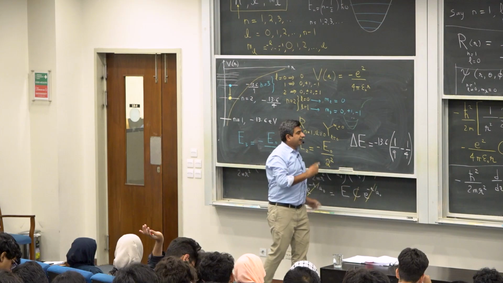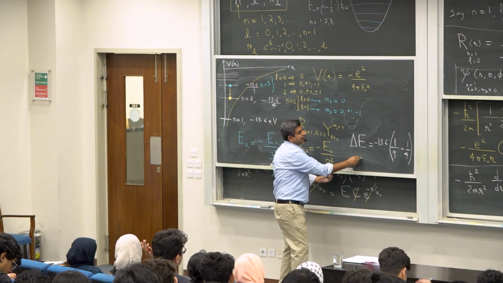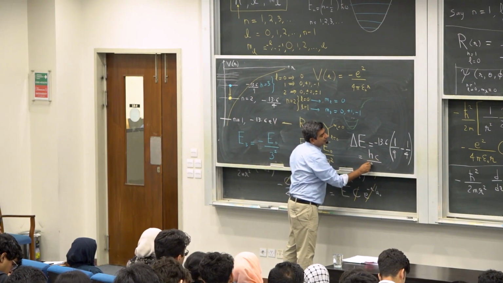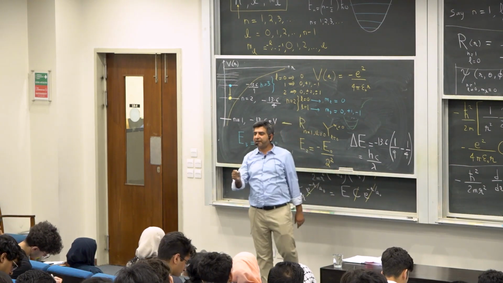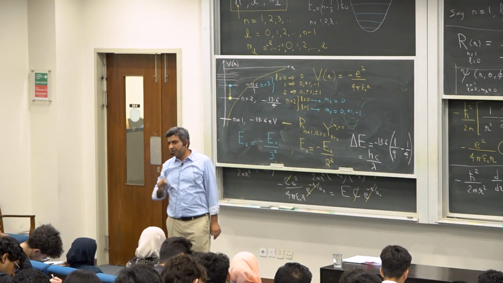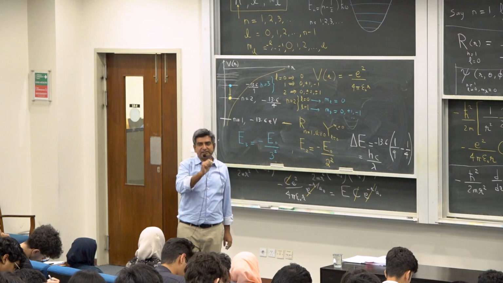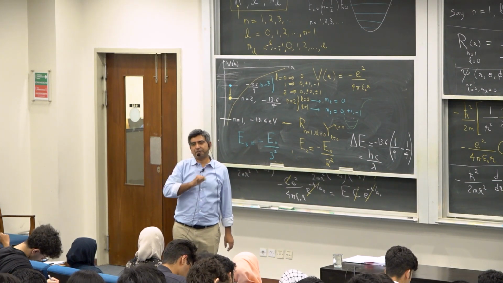All right, and if I were to find out this energy equals hc over lambda, from here you can find out the wavelength of this photon. That photon will have a wavelength of about 656 nanometers.